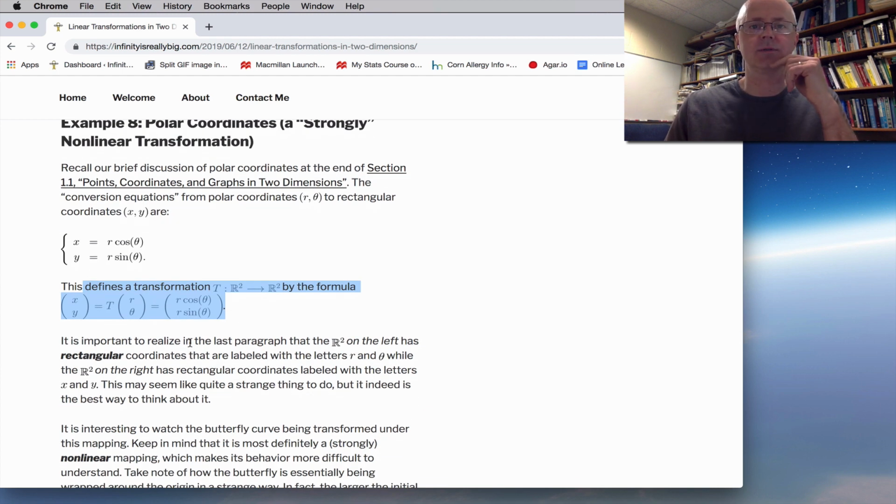In thinking about this transformation and visualizing, I'm about to show you a visual that's pretty cool here in a minute.